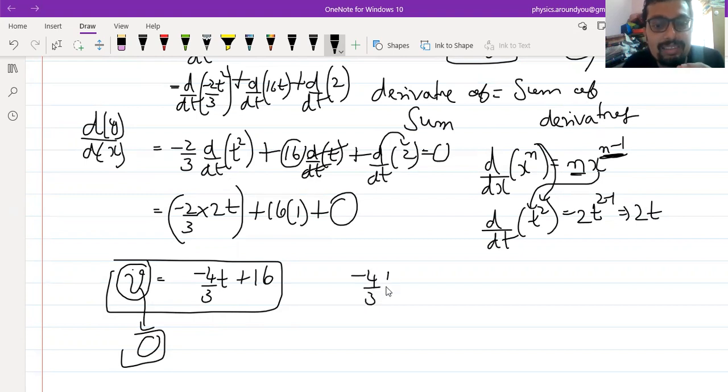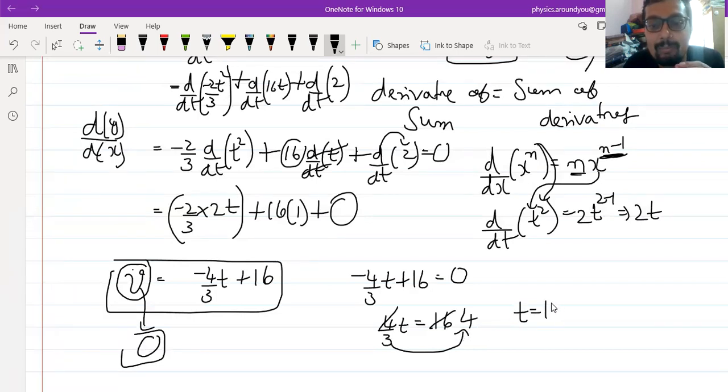Can you do that? Minus 4 by 3 t plus 16 should be 0. So 4 by 3 t should be equal to 16. 4 cancels with 16 as 4. 3 goes to the other side. What are you left with? t equals 12. So at 12 seconds, you can find the particle at rest.